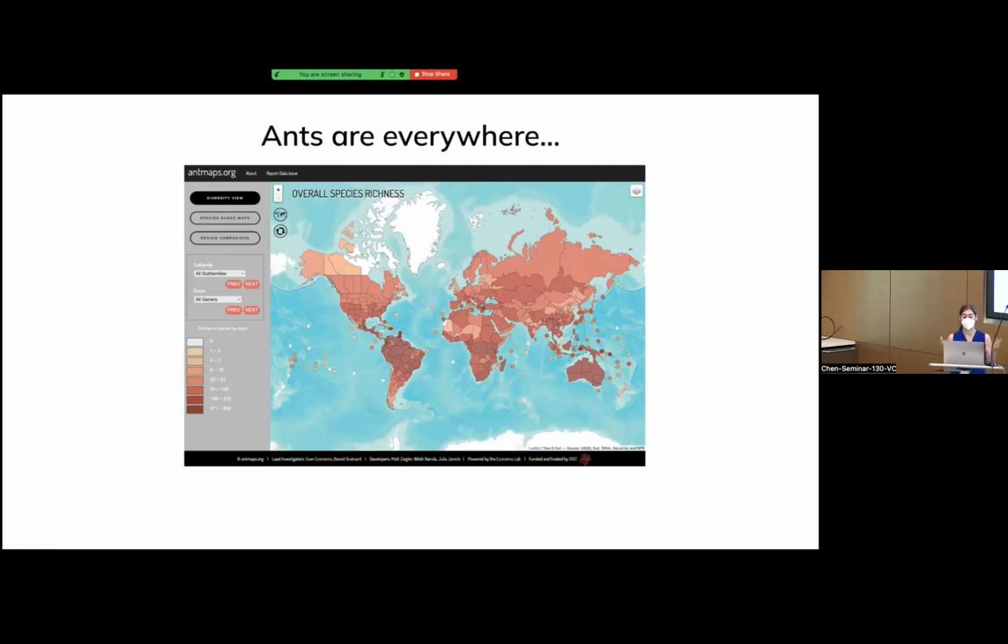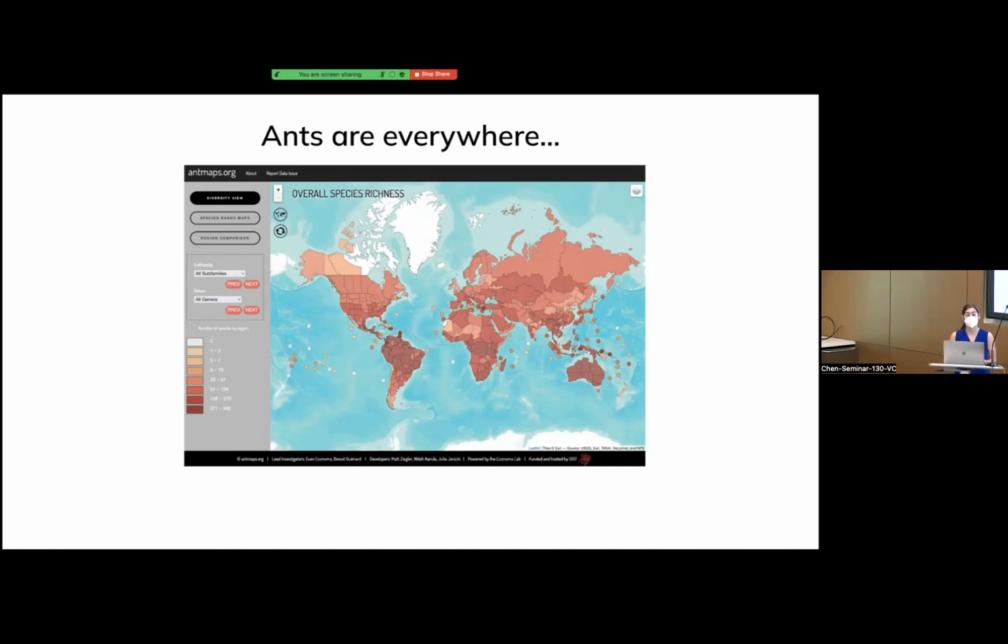And first of all, they're everywhere. So I love showing this map. I think Dave Tao might have also shown it because it's basically like iNaturalist for ants, where people put observations of ants into the system, and then it shows really the diversity across the globe.